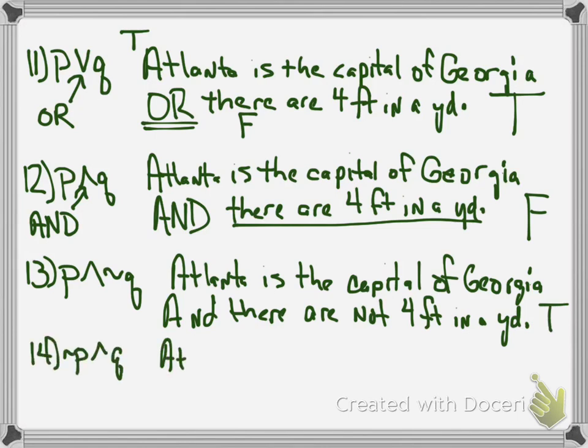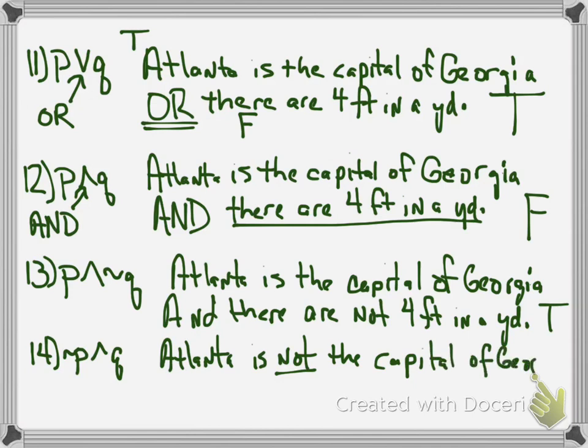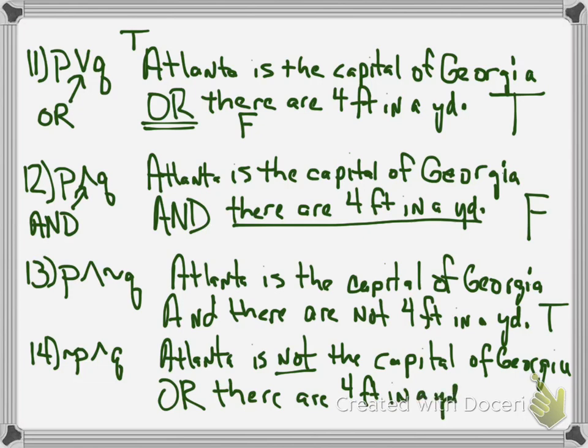Then finally, not P or not Q. That one should say "or not." I'm pretty sure I'm going to erase that up arrow and make it a down arrow in a minute. It's the capital of Georgia. Or there are 4 feet in a yard. Both statements are not true, so the whole thing is false. Okay? There you go. I knew I was going to make it a down arrow in a minute.